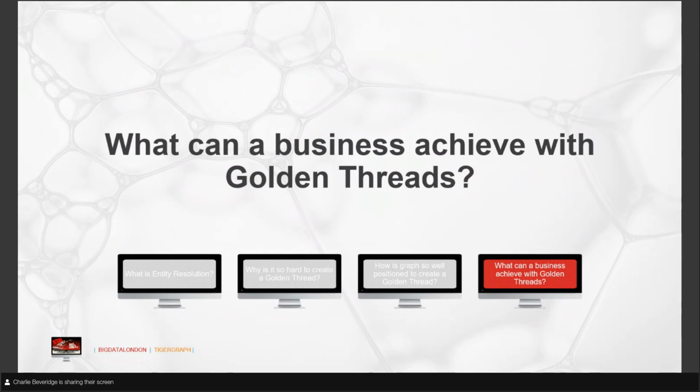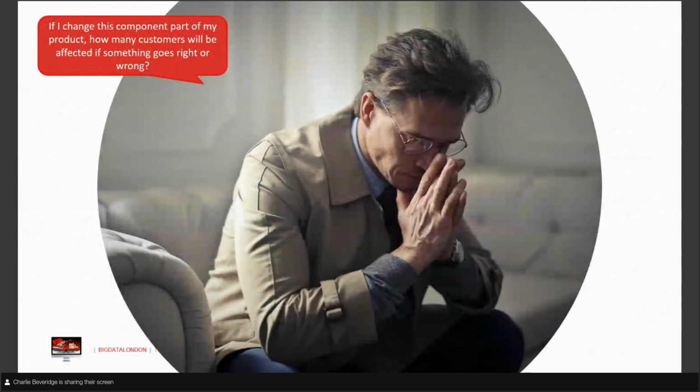So how far does Graph enable us to go? What are the sort of things that a business can achieve with all of its complex golden threads in place? The ultimate outcome of this at the exec level is the ability to understand, control, and take advantage of all of the risk and opportunity within the business. Consider questions like, if I change this part of my product, how many customers will be affected if something goes right or wrong? Think about golden threads of products, product subcomponents, customer, and end users. You need to understand that.